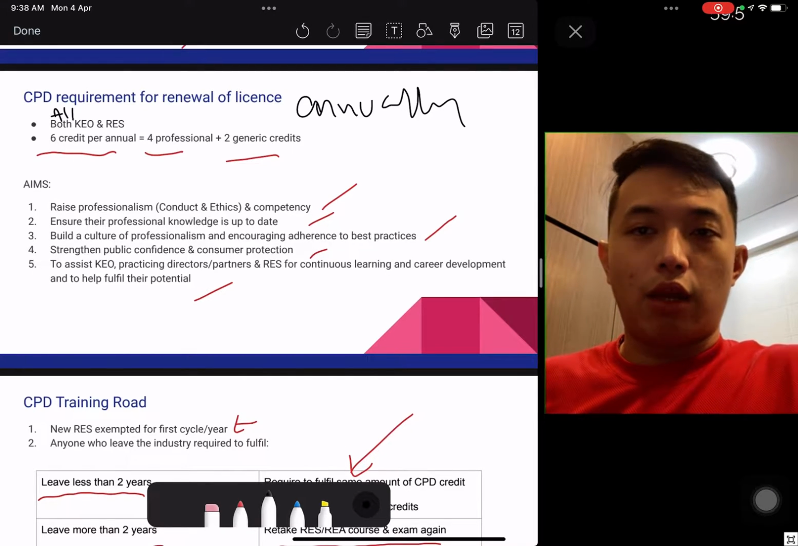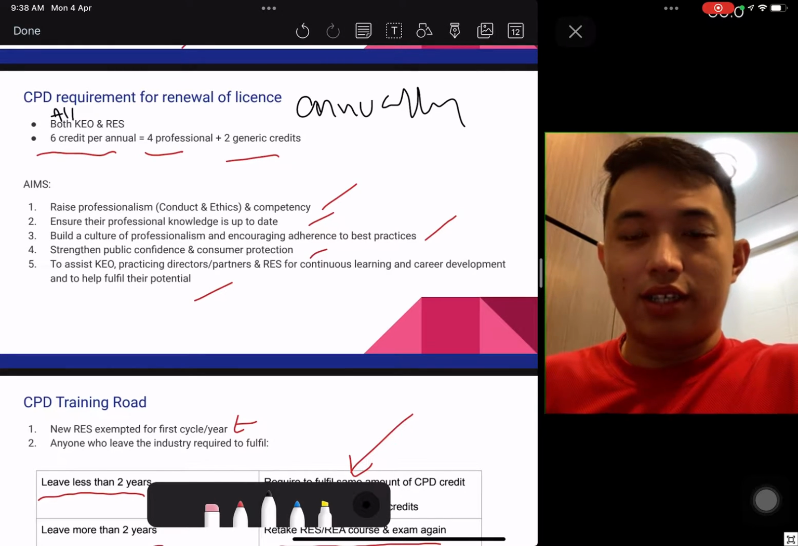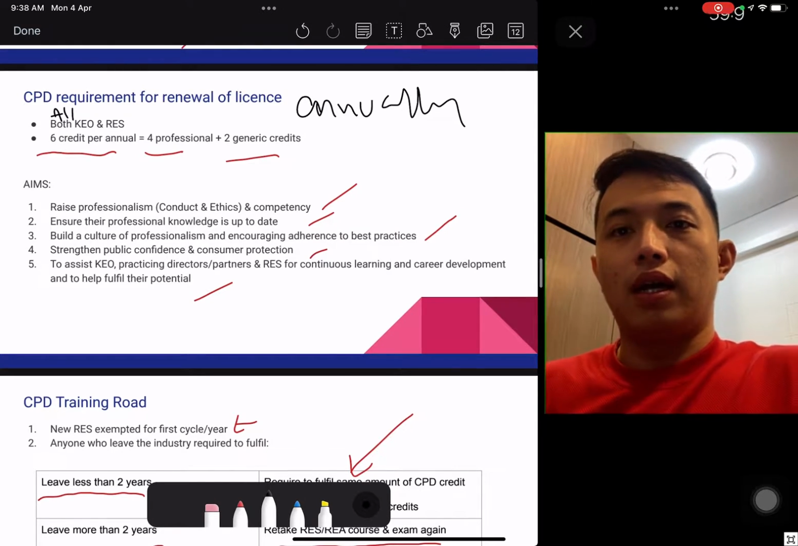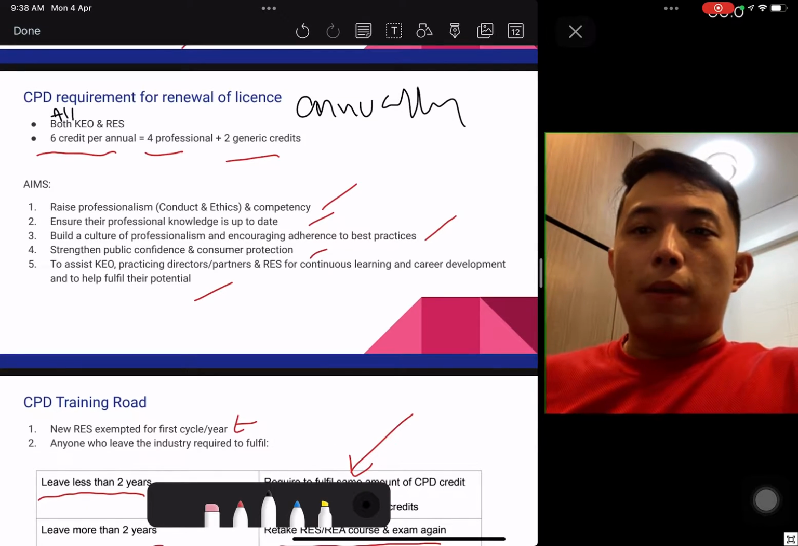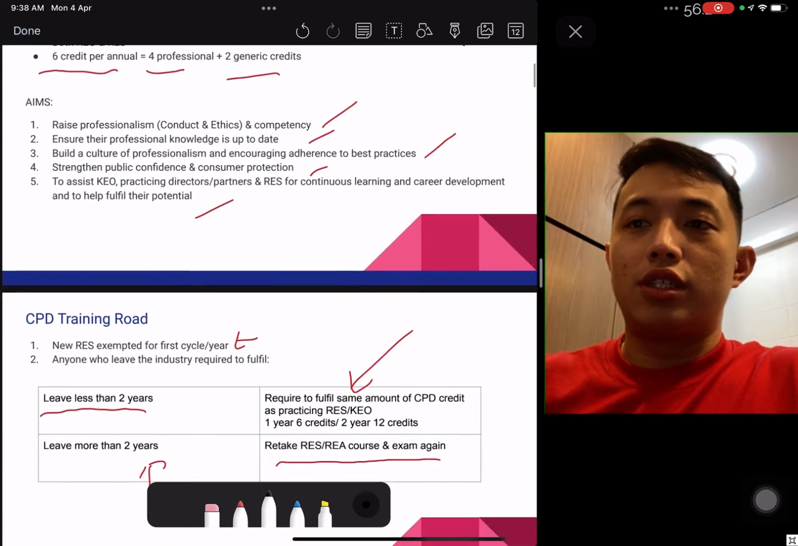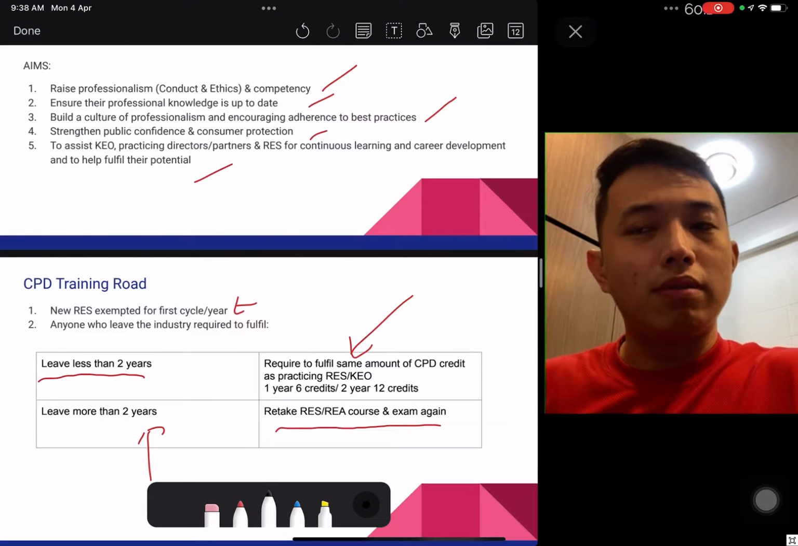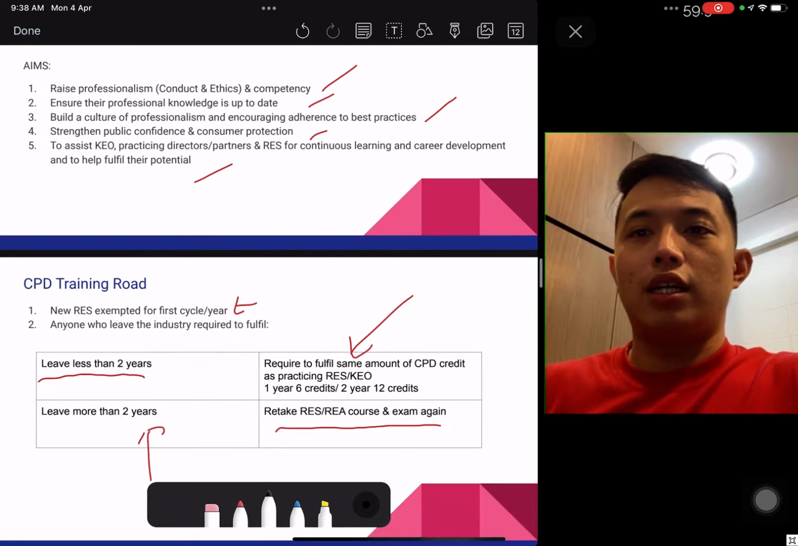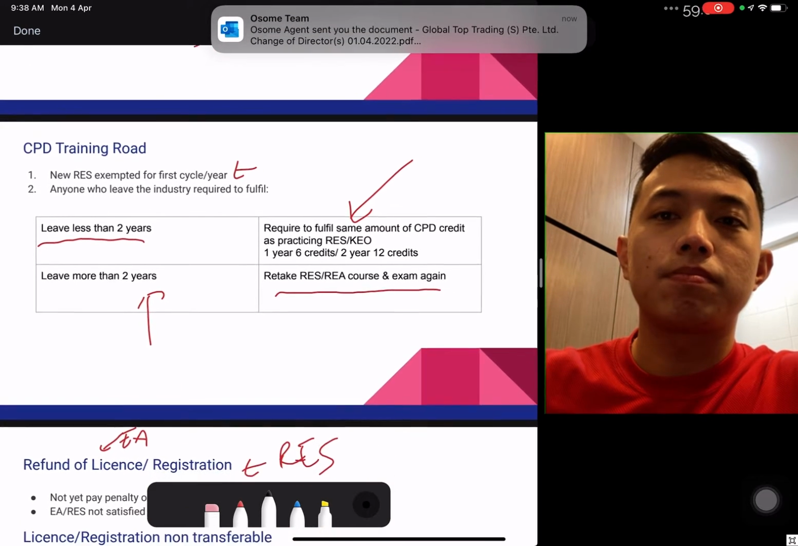So this must be done annually to raise the professionalism and capability, ensure their knowledge is up to date, build a culture and encourage best practice, strengthen public confidence and consumer protection, and make sure that the KEO ensures that all their RES and all the people in their team keep improving and stay updated always.